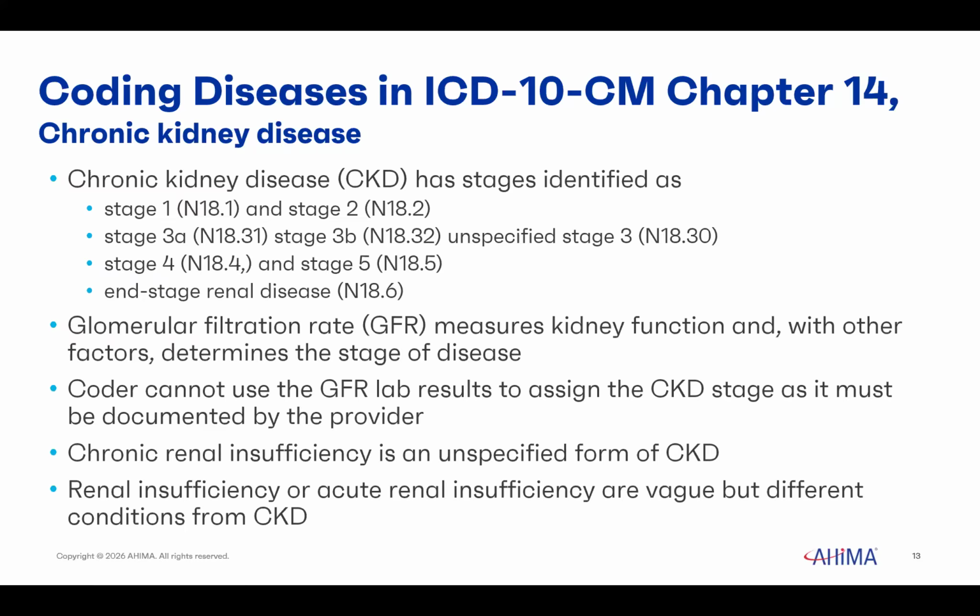So the documentation must clearly state the stage for correct assignment. Coders cannot use the GFR lab results to assign the chronic kidney stage, as it's got to be documented by a provider. Remember, we don't assign codes for the most part based on lab results. Lab results are an indicator that the physician uses to determine what the patient has in the whole clinical picture. So we don't assign chronic kidney disease codes based on GFR.